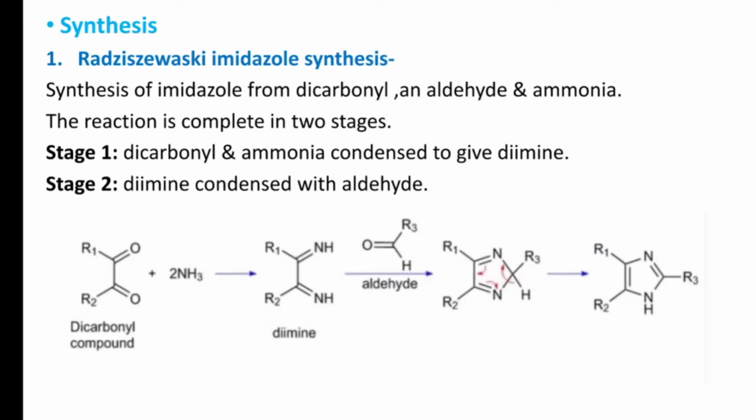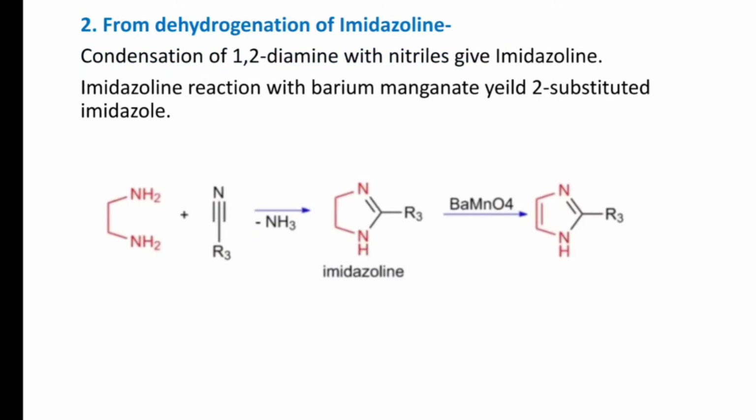First one is the Radziszewski imidazole synthesis. Synthesis of imidazole from dicarbonyl, an aldehyde, and ammonia. The reaction is complete in basically 2 stages. The first stage is dicarbonyl and ammonia condensed to give a diamine, and the second stage is the diamine condensed with the aldehyde.